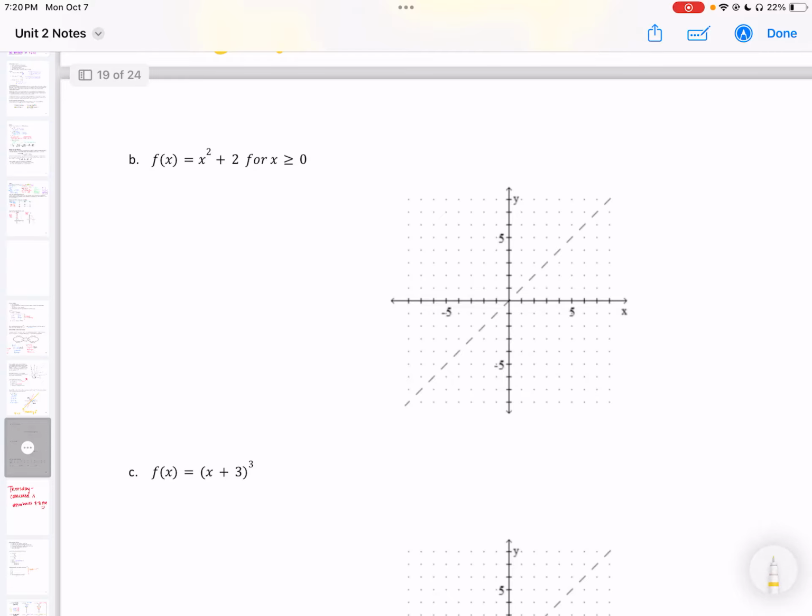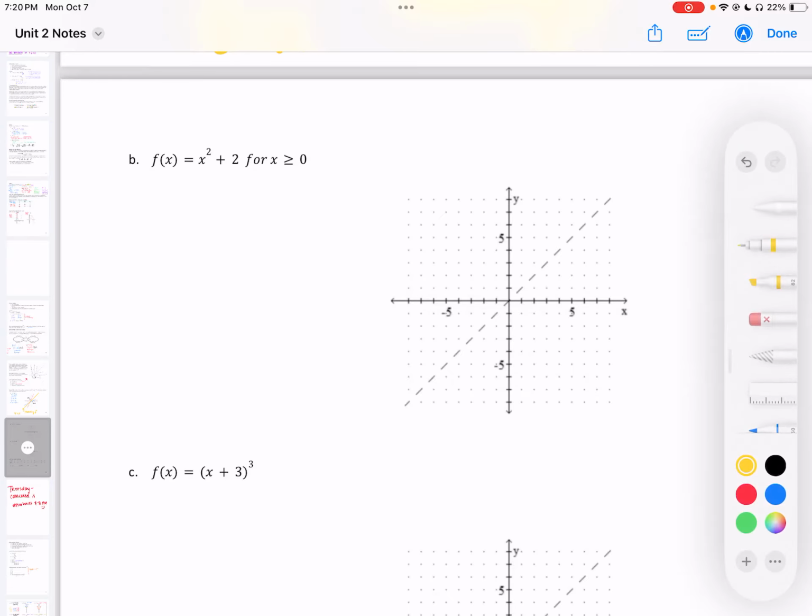Now we have a quadratic. Notice that it already tells you your restriction is going to be x is greater than or equal to 0. So I know for my quadratic, it will exist, but for my inverse, it will not. I can make a table of values for my quadratic.